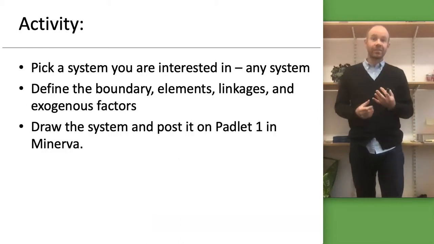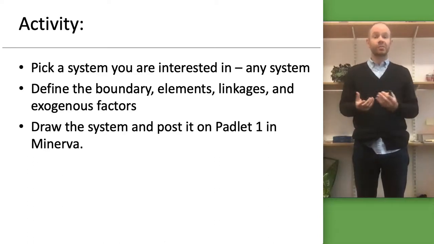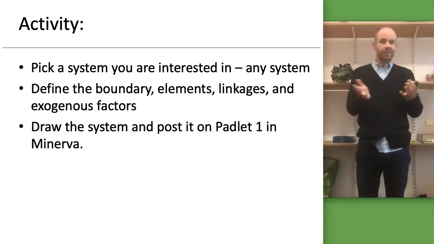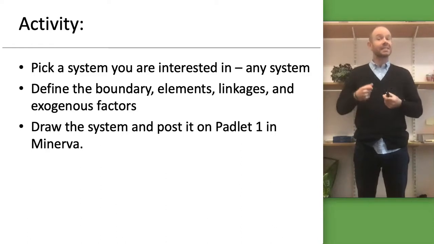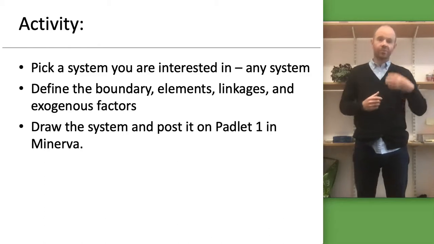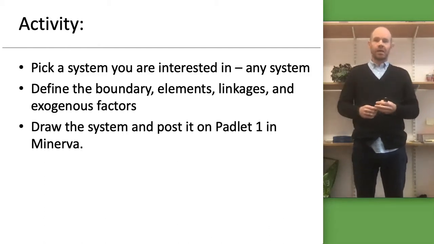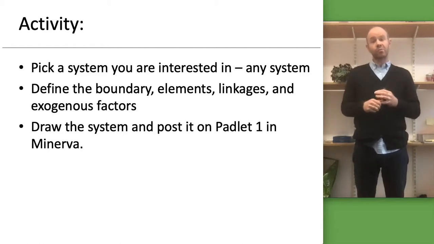Okay, so I've got an activity for you. Go ahead and pick a system that you're interested in. It can be anything. It can be the university, it can be the climate, it can be a farm, it can also be your decision to purchase a new guitar. It can be anything you want. Define the boundary, the elements, the linkages, and the exogenous factors. Draw it out and post it on Padlet 1 in Minerva. And this system can be drawn on a piece of paper with pencil, and you take a picture of it and throw it on Padlet. You can draw it out in any sort of a computer program that you prefer. But either way, draw a system that you want and post it into the Padlet on Minerva.